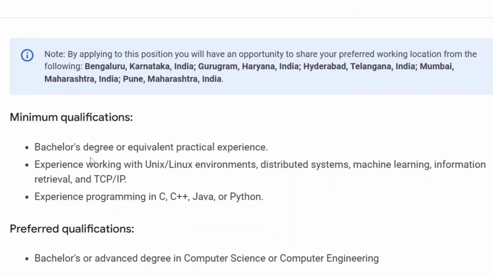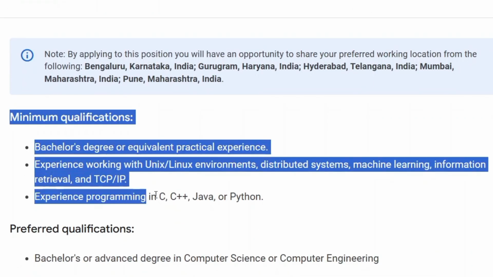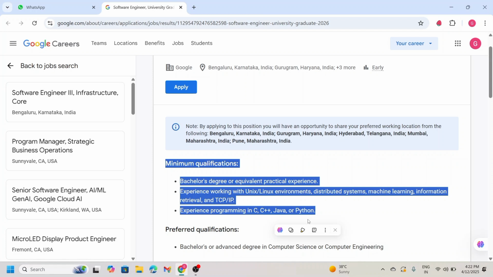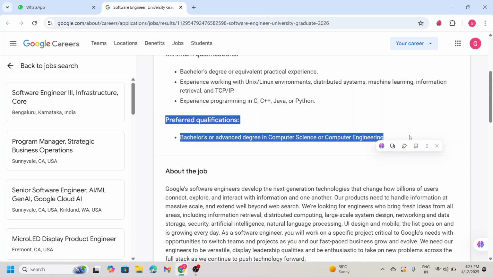Now, when coming to the qualifications, you should have a bachelor's degree or equivalent practical experience. And you should be comfortable working in Unix or Linux environments. Also, if you have some experience or knowledge in areas like distributed systems, machine learning, TCP or information retrieval, that would be a big plus. So you should know how to code in at least one language like C, C++, Java or Python. Anyone is enough. Google prefers candidates who are from a computer science or computer engineering background. But if you are from a different branch and have the required skills, you can still apply.